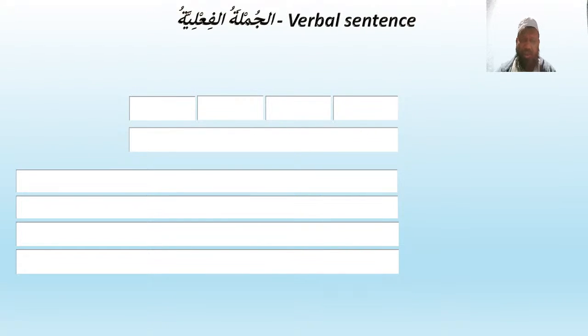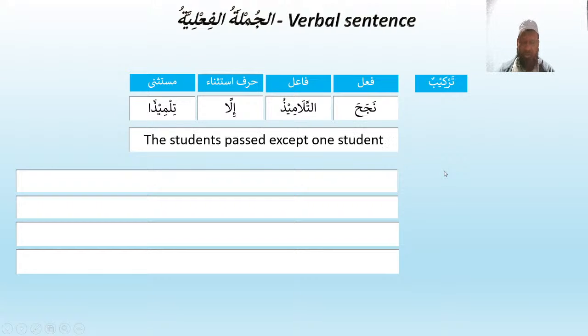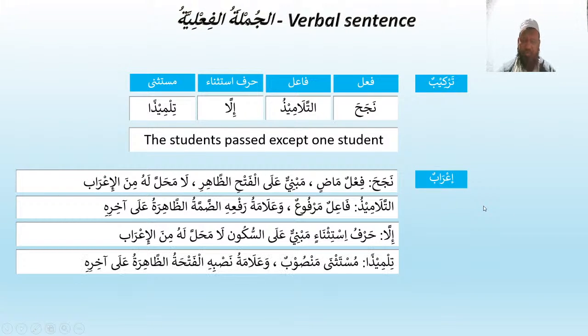So lastly, let's see another example. نجح ينجح, to pass. نجح التلاميذ, again we're going to have the same إلا, then إلا تلميذا, because it is مثبت جملة. Put تلميذا in nasab case. فعل فاعل حرف استثناء مستثنى. The students passed except one student. So the Arab is exactly the same, no difference.